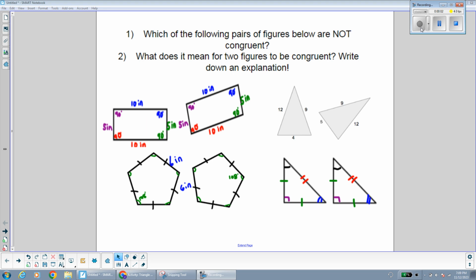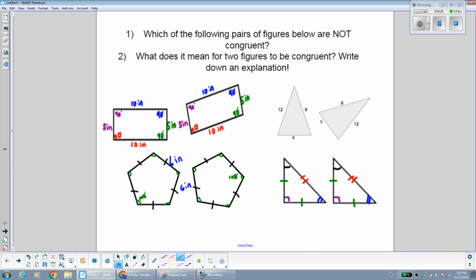In this video, we're going to talk about what congruent triangles are and how to prove triangles congruent. So in this example that I have here, I have four different pairs of shapes, and we need to figure out which ones are not congruent. So feel free to pause the video while you determine which of the figures here are not congruent and try to answer why they're not congruent as well.